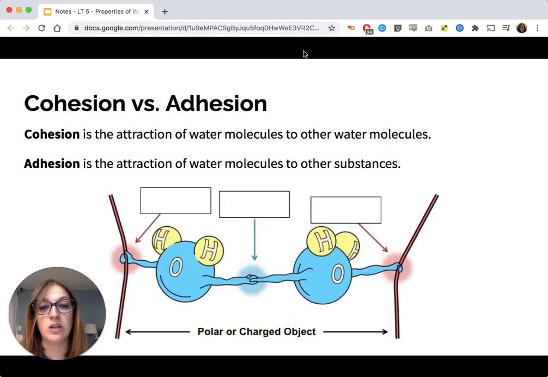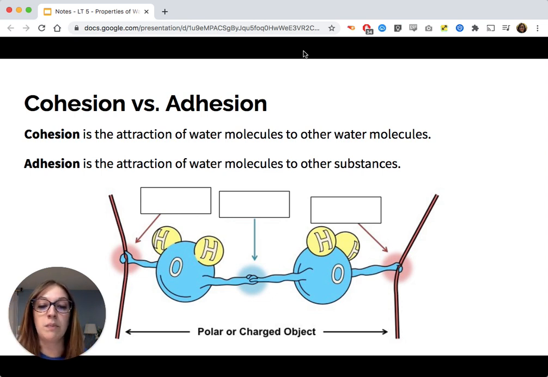Cohesion is the attraction of water molecules to other water molecules. When you think about the prefix co, it means together. So this essentially means water molecules attracted together. In comparison, adhesion is the attraction of water molecules to other molecules or substances. The prefix ad means opposite.